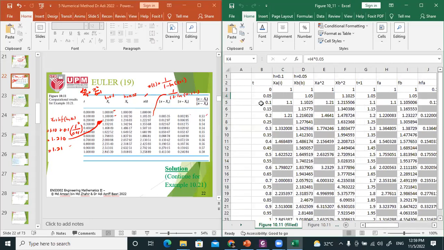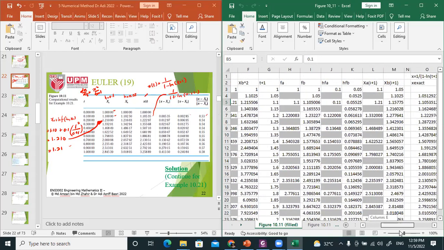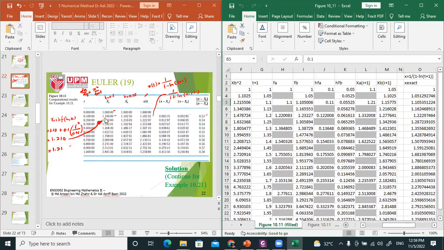So next is 0.1. You see here this 0.1. When you calculate, you will get your xb and your xt. So this is your xb, which is 1.21, you can see it, 1.21. Then another one is 1.216. So you try to do this calculation using your Excel in order for you to understand how this xa, xb is calculated. Then you find the error by subtracting this one and dividing by the absolute of this one.